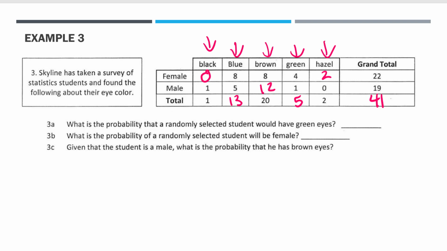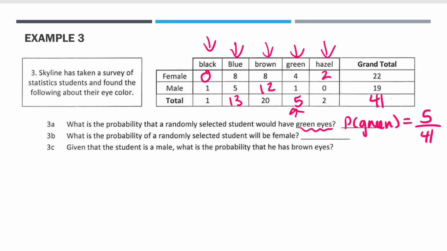What is the probability that a randomly selected student would have green eyes? So there's no condition on this, so it's out of that total of 41. So the probability of green is going to be out of 41. And if we look at the total of green, that's going to be 5. So that will be our numerator.